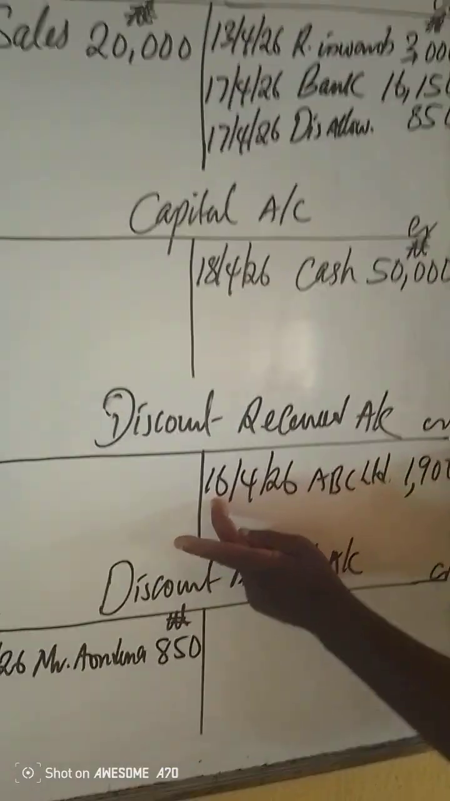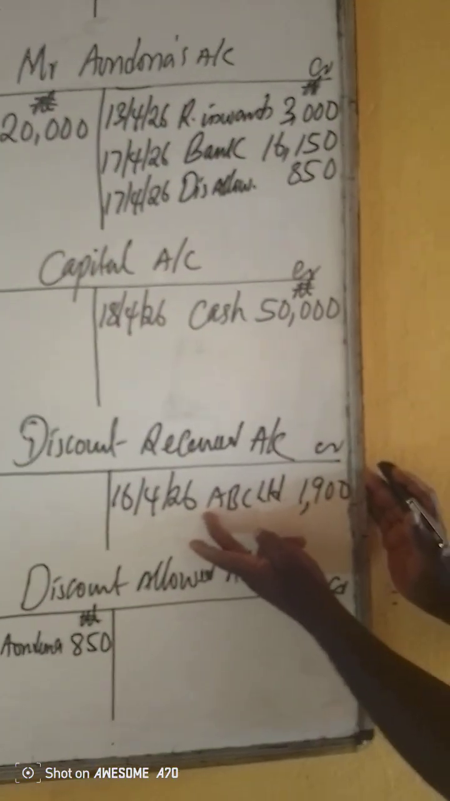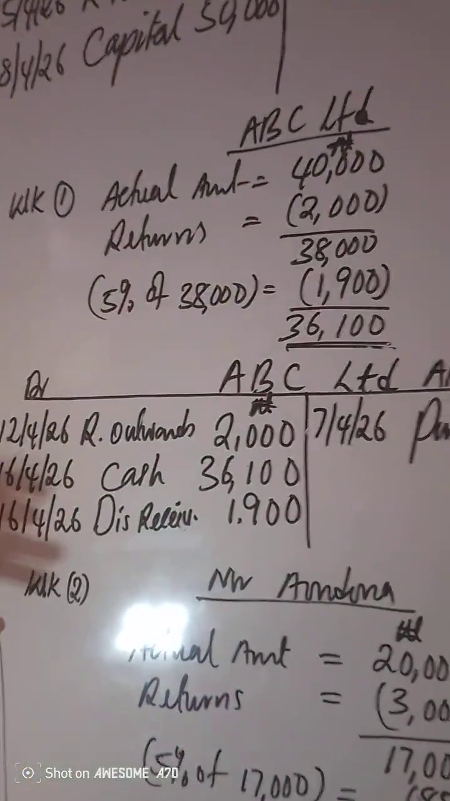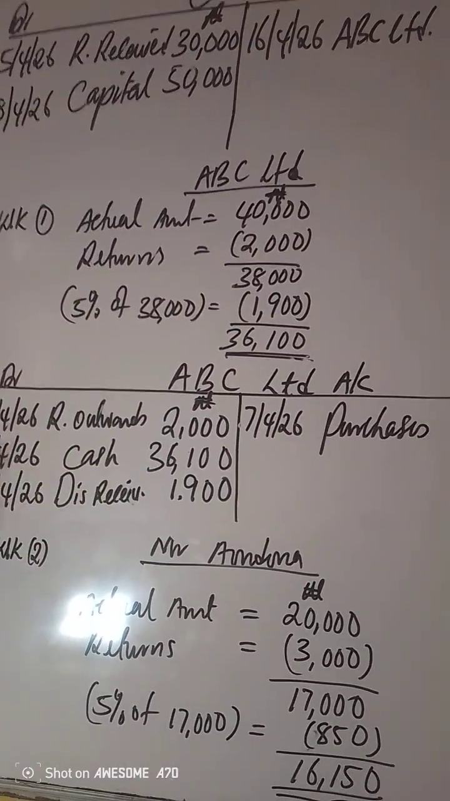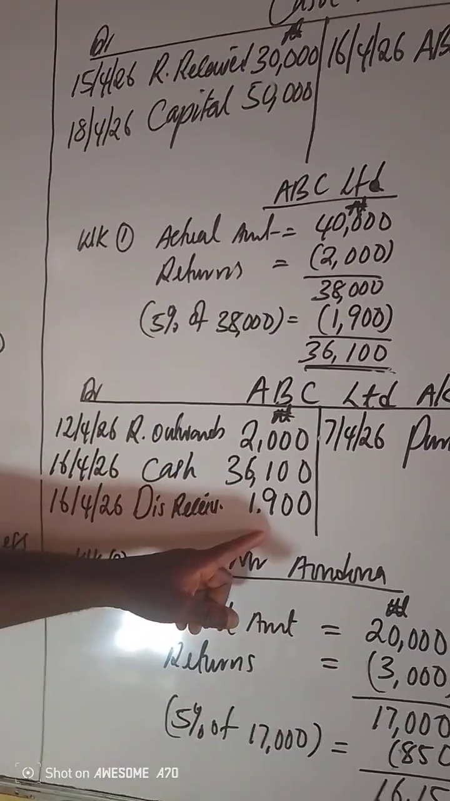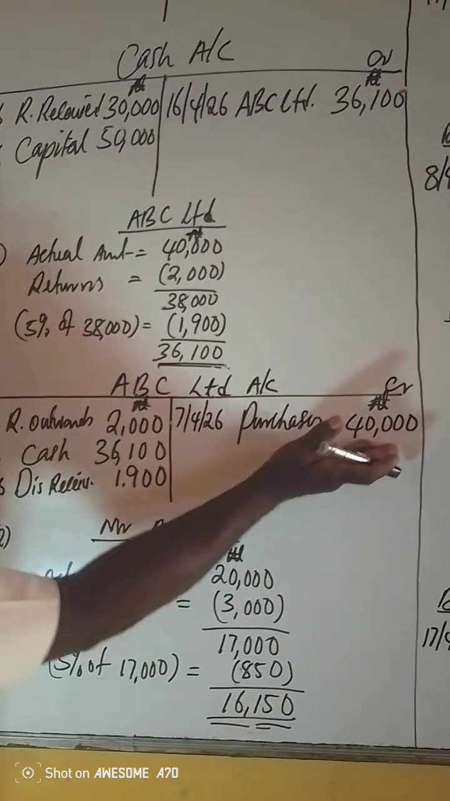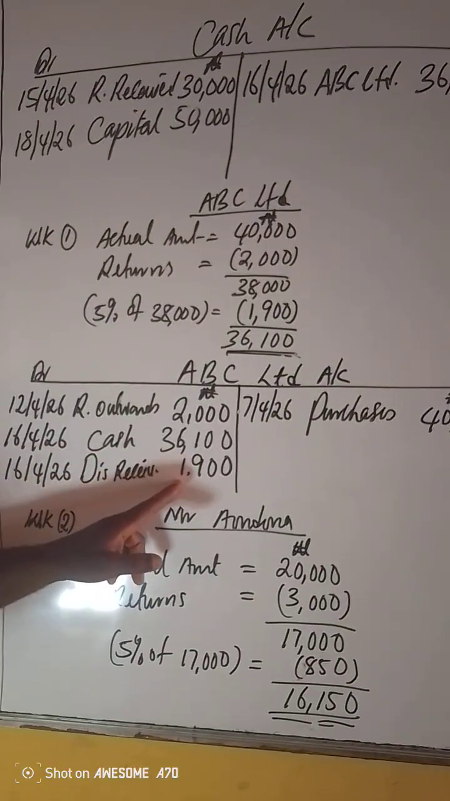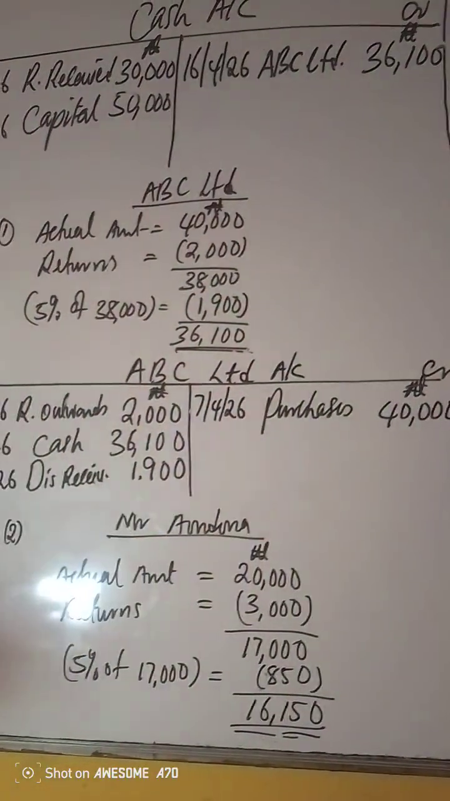You now say, on this fateful day, 16th of April 2026, discount received by ABC from ABC Limited was 1,900 naira. Then the corresponding entry will now come to the receiver account, which is from this account. So in this case, the receiver account becomes from ABC Limited, which you now see as discount received 1,900. Then by looking, you discover that the account is balanced because the business owed ABC 40,000, and there was a return of 2,000 and a discount received of 1,900, and the payment was 36,100, and the 40,000 had been settled without the business owing ABC again.